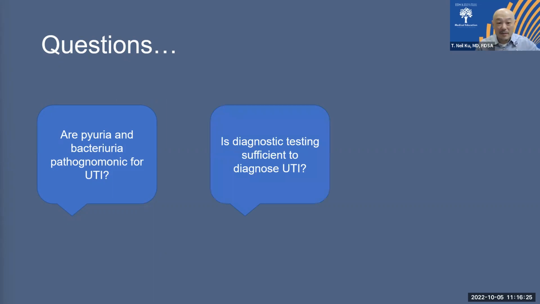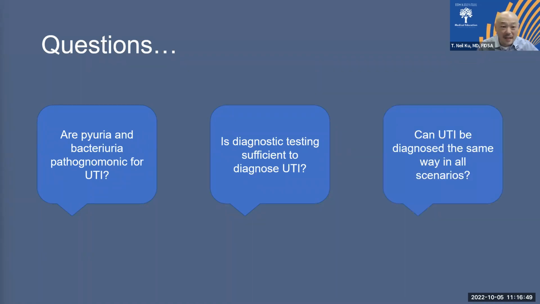The other question is, can we just use diagnostic testing to make the diagnosis of UTI? Because we do this also. That's very common as well, regardless of the symptoms. So that's another aspect: how clinicians perceive testing influences how they perceive the test results. How would they diagnose patients?